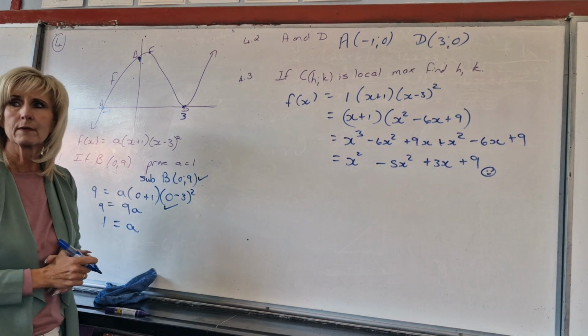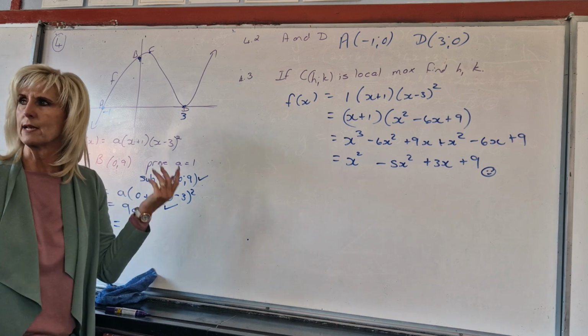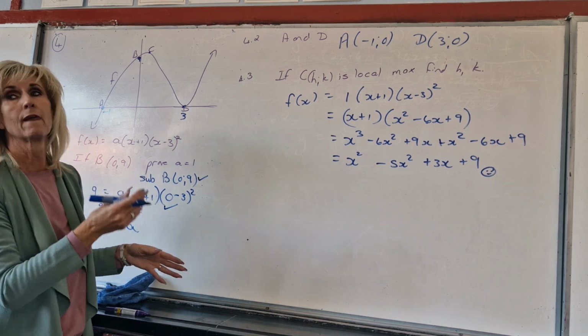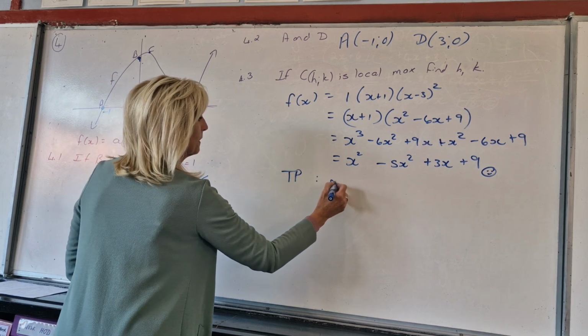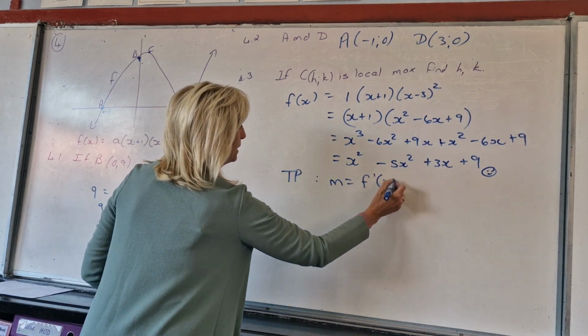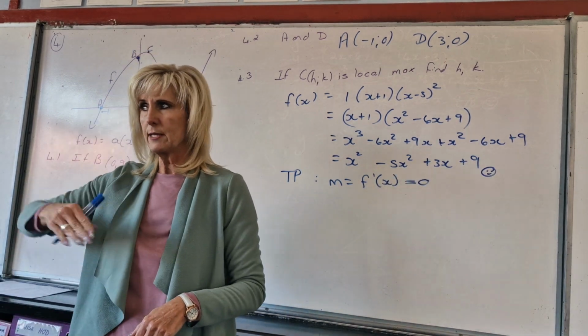Done? No. What am I looking for? Because I'm so happy I've got an answer, then I go to the next sum. What am I looking for? Turning point. And for the turning point, you need to do the derivative and put it equal to 0. How come? Because where it turns, the gradient is 0.